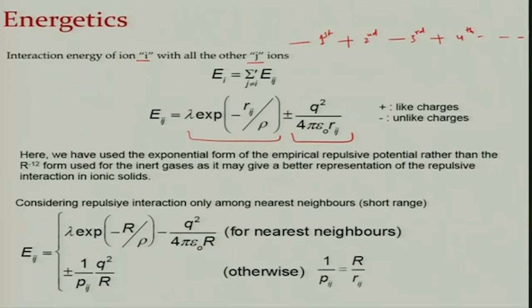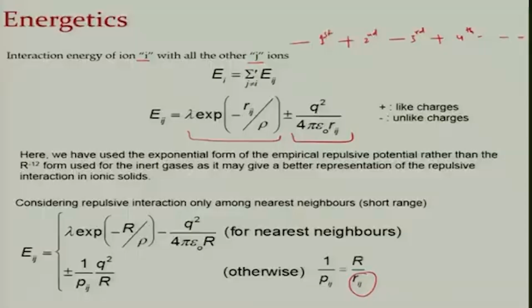Considering that the repulsive interaction is short range and exists only among the nearest neighbors, we can write E_ij for nearest neighbors as lambda exponential of minus r divided by rho, minus q squared divided by 4 pi epsilon naught r. Otherwise, I can define a quantity capital R with respect to R_ij. Capital R is the distance between the nearest neighbors, but R_ij could be longer than capital R, it could be 1R, 2R, 3R, 4R and so on and so forth.